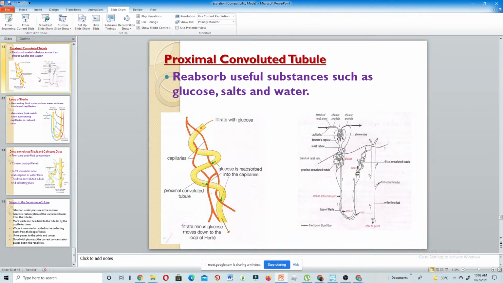As for glucose, all of the glucose is normally reabsorbed. As for salt, all of the salt is normally reabsorbed. And as for water, only some of the water is reabsorbed, not all, because remember that the rest would continue as urine.